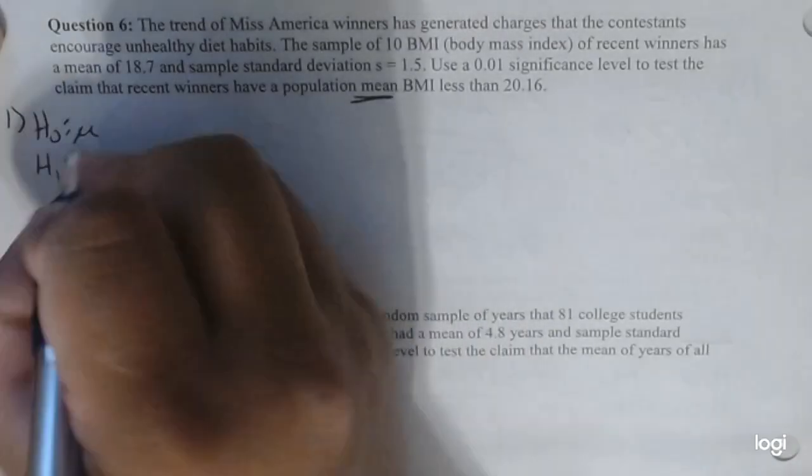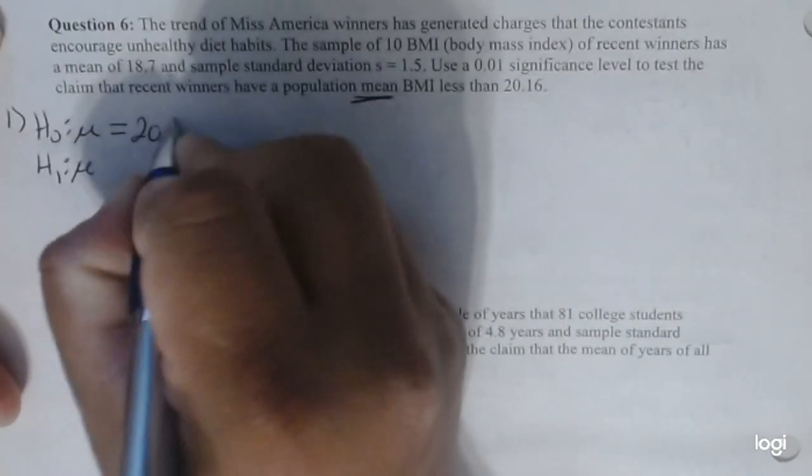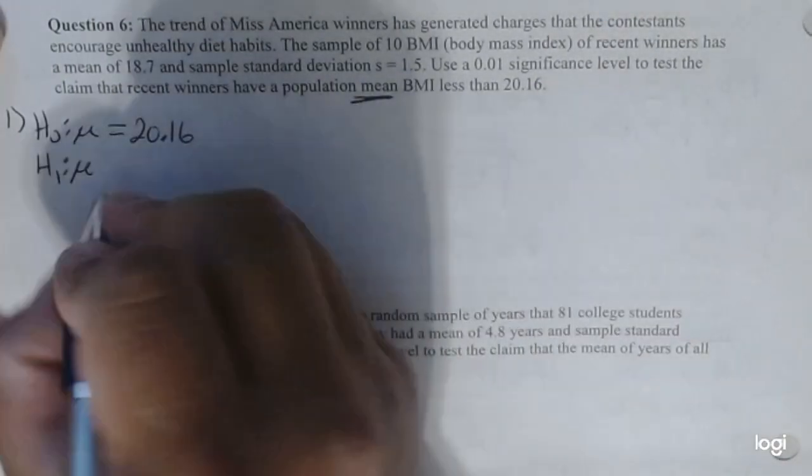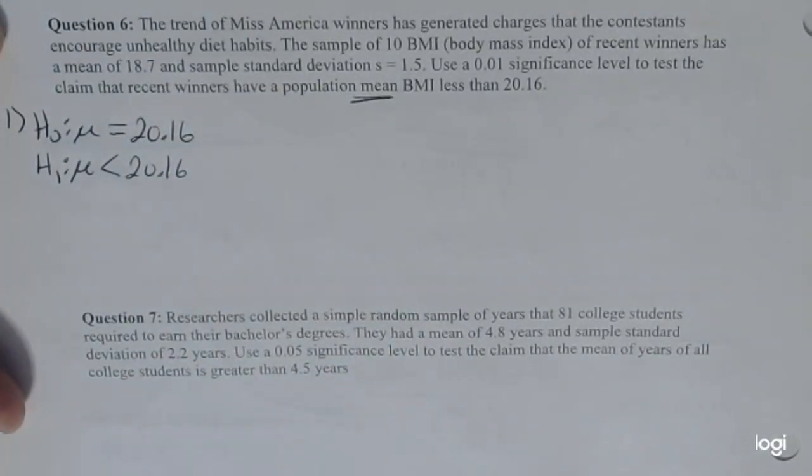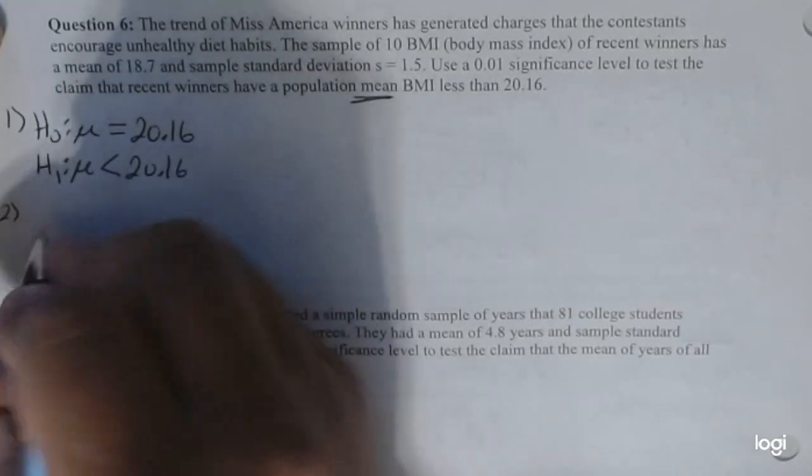So mu is equal to 20.16, less than, so it's less than 20.16. All right, and we go to step 2.